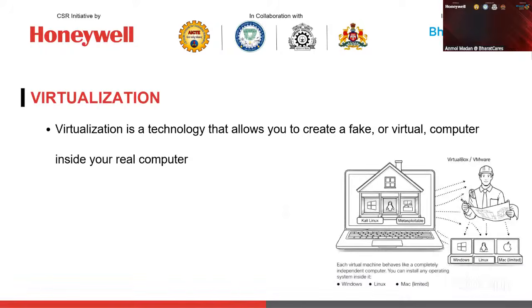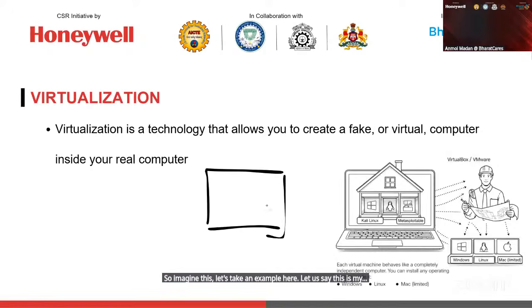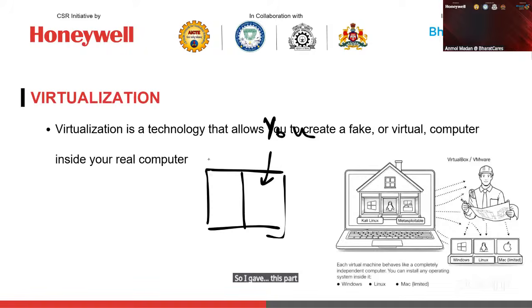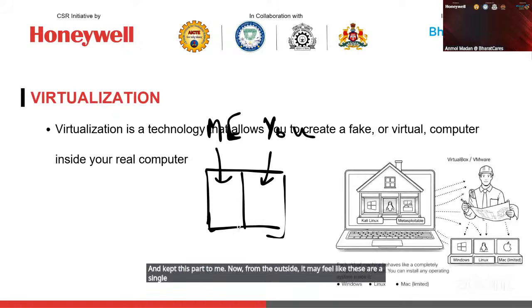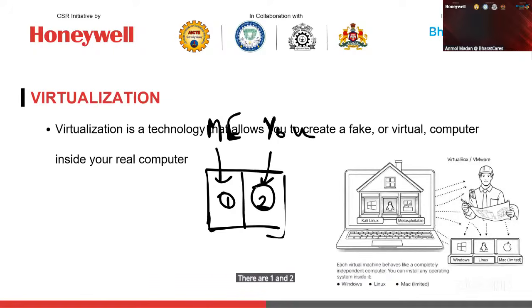Let us say this is my big house. This is a big room that I have. So I wanted to earn some extra money, so I gave this part to you and kept this part to me. Now, from the outside, it may feel like a single place, but from inside, it will look like there are one and two different homes to stay in. So I hope the example is clear.